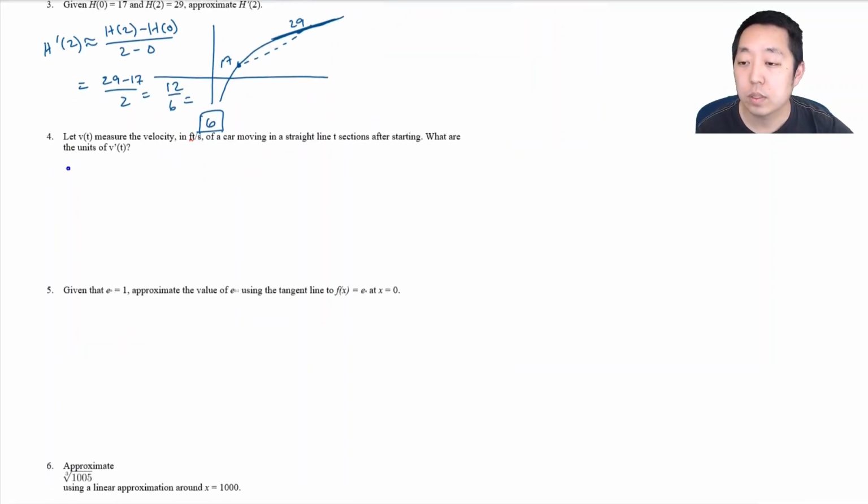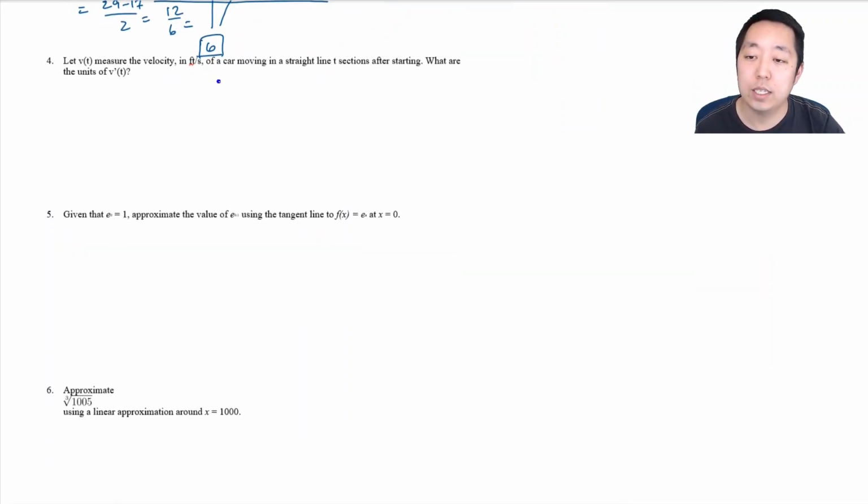Okay. 4. Let v of t measure the velocity in feet per second of a car moving in a straight line t seconds after starting. What are the units of v prime of t? This is a conceptual question.